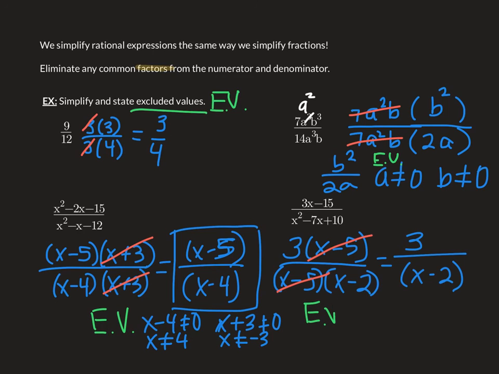So let's talk our excluded values. What cannot be counted as a value of x for this problem? Okay, so let's go back to where my denominator could be equal 0, and it includes the one that was canceled out, or the ones that could be canceled out. So I know x minus 5 cannot equal 0, and I know that x minus 2 cannot be 0. So I get x cannot be 5, and x cannot be 2 as my excluded values.